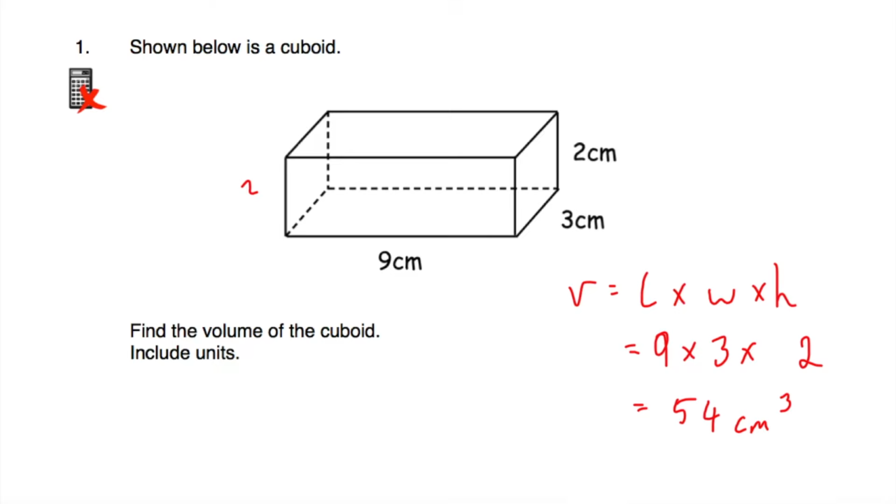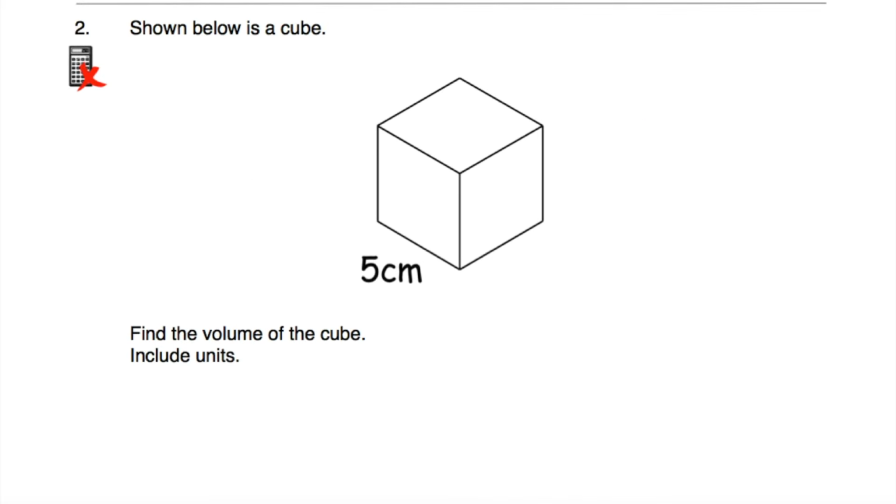Okay, let's have a look at our next question, question number 2. Question number 2 says shown below is a cube. We've been asked to find the volume of the cube and to include units. Again, we could get the area of the front of the prism. So here we could do 5 times 5 to get the area of the front of the cube, which would be 25 centimeters squared, and then times by the length, so times by another 5.